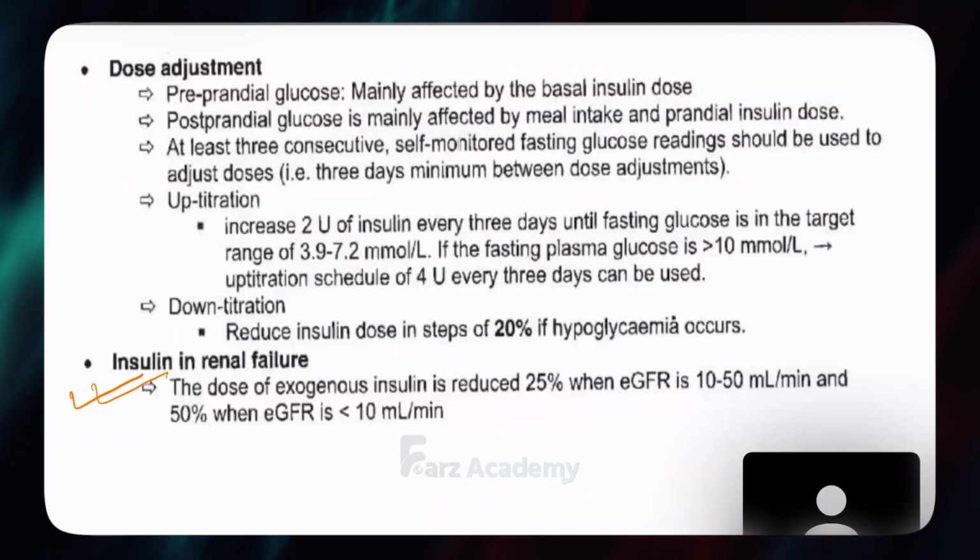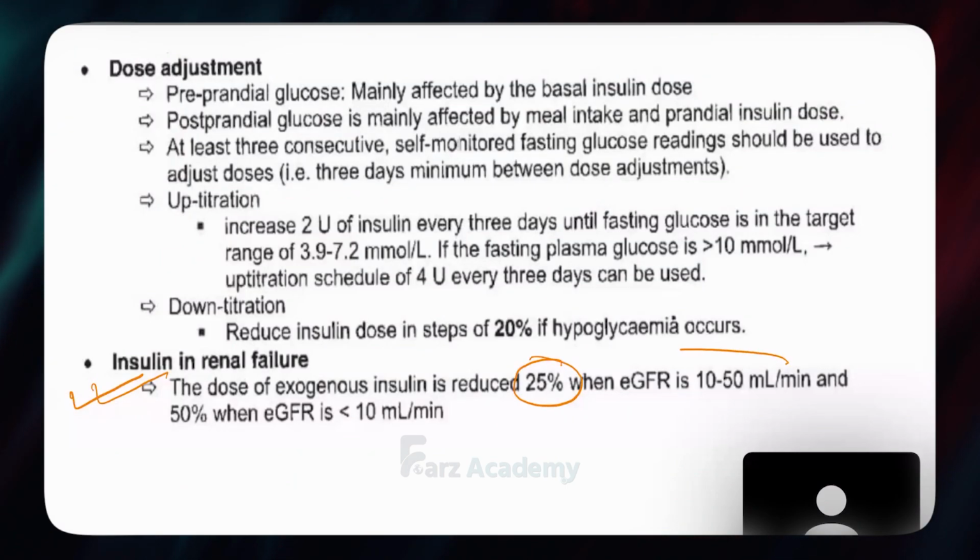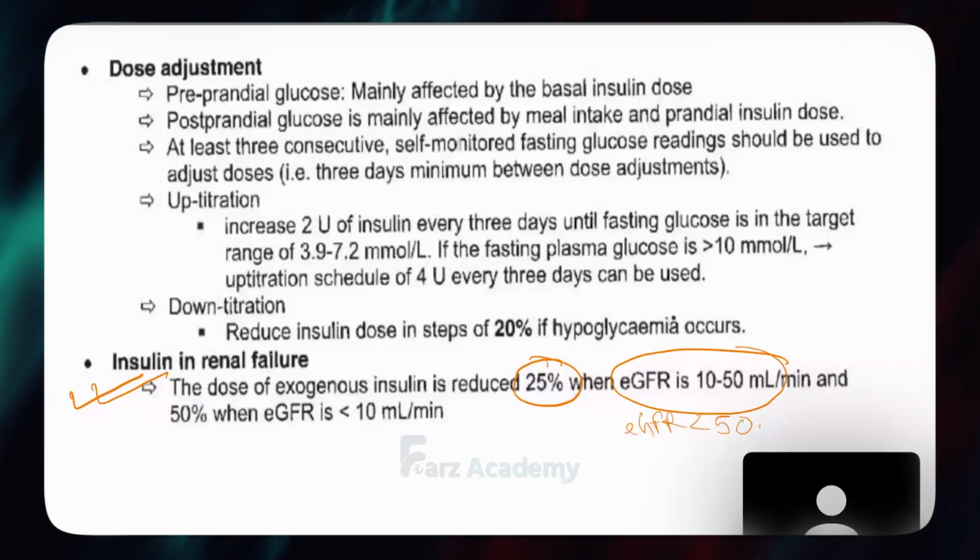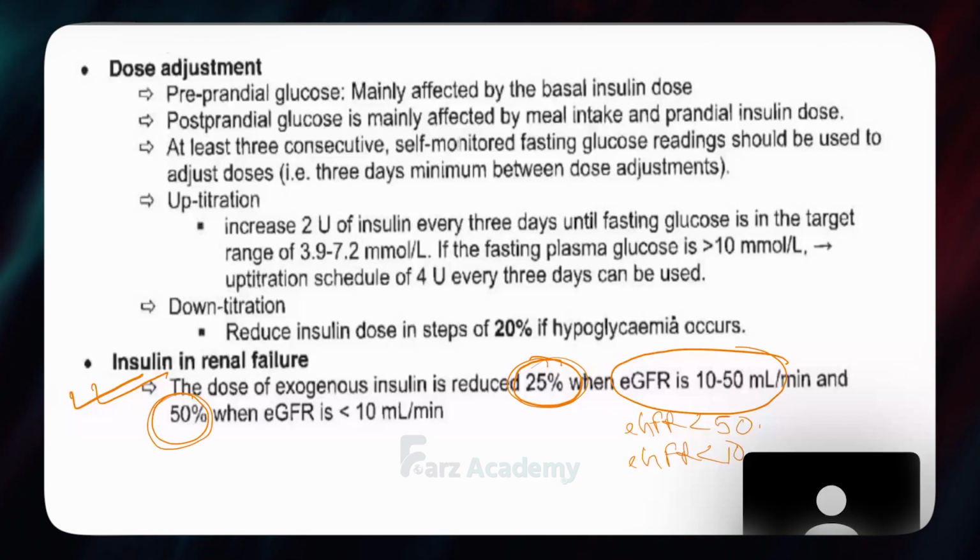So in renal failure, the exogenous insulin dose should be reduced by 25% when eGFR is 10 to 50. As soon as the eGFR becomes less than 50, we need to do 25%. Once the eGFR is less than 10, then you need to reduce it by basically half, as we do in our routine ICU use.